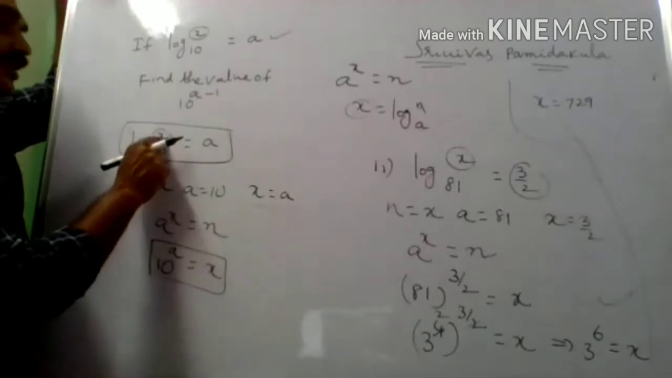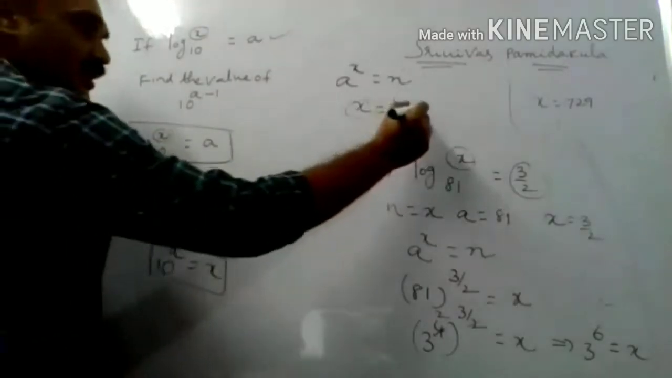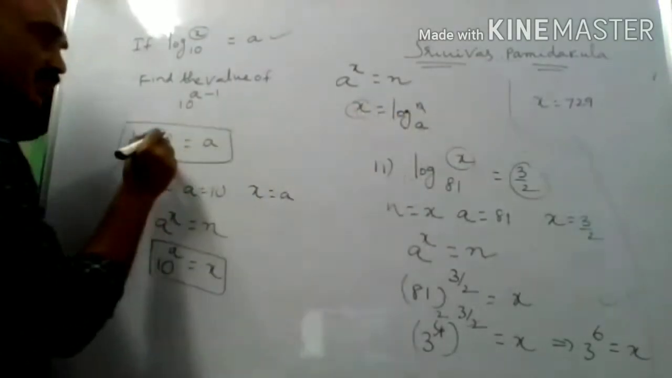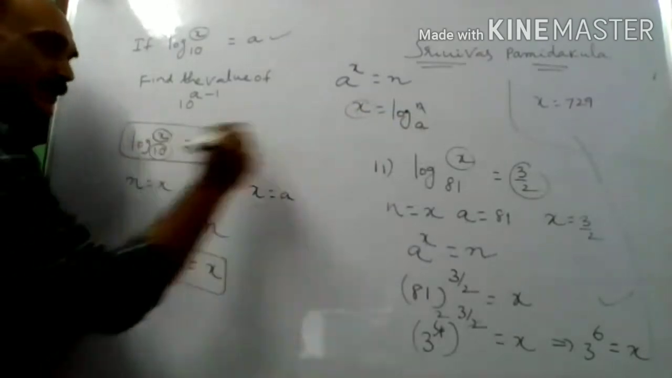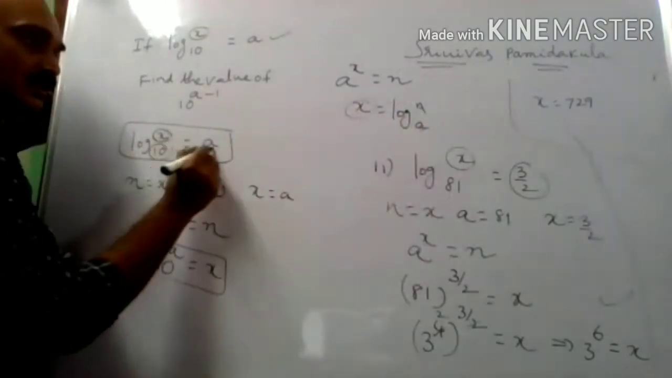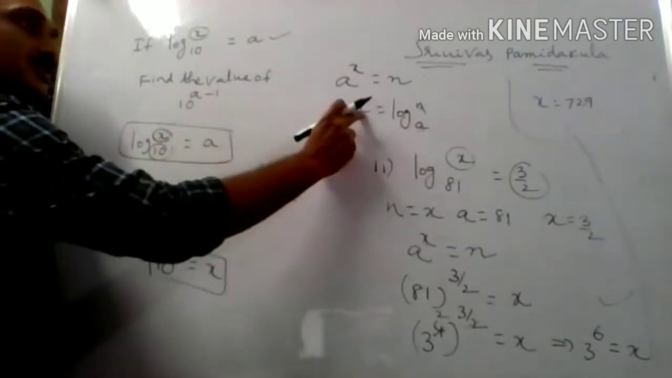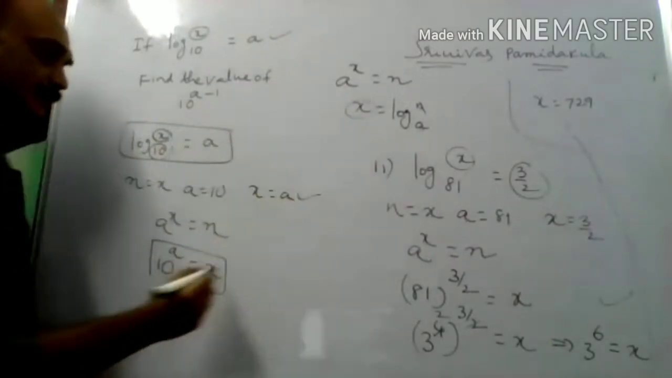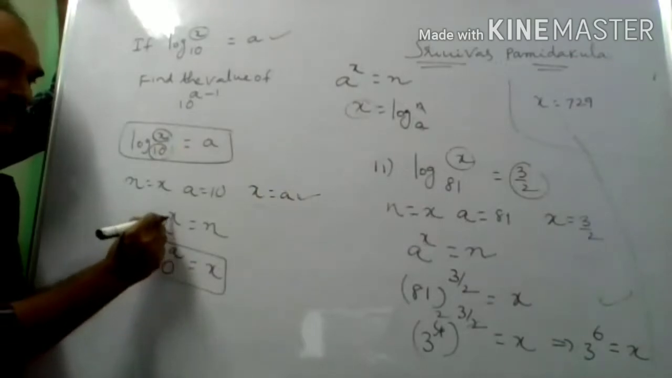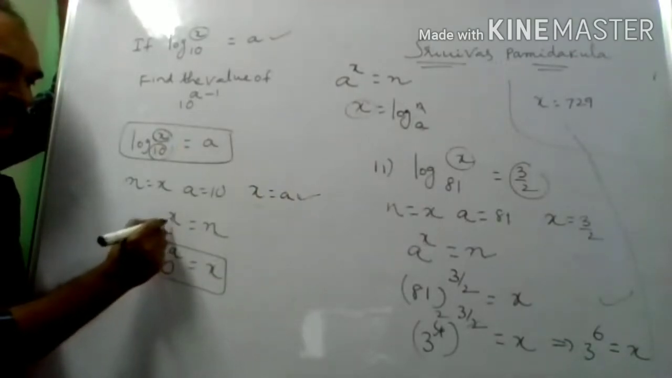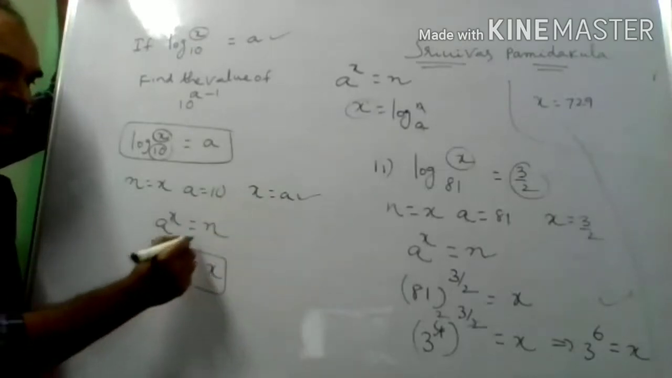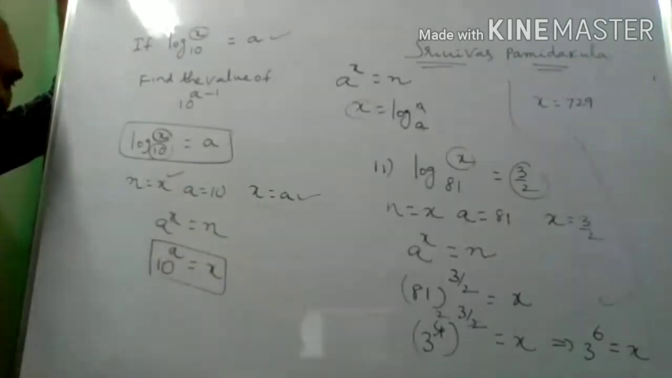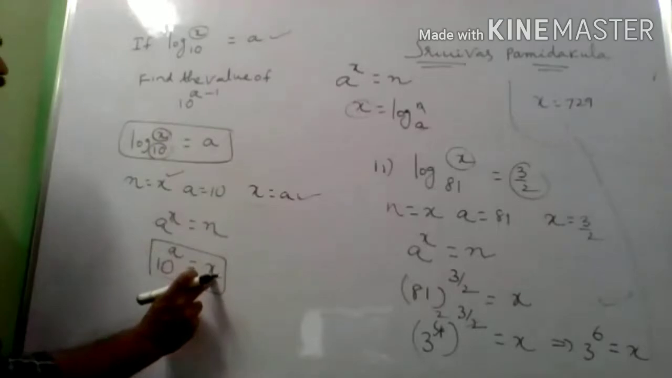Students, log x to the base 10 is equal to a. Log n to the base a is equal to x. Here n is equal to x, the base a is 10, and the value is a. In exponential form, a power x is equal to n, so 10 power a is equal to x.